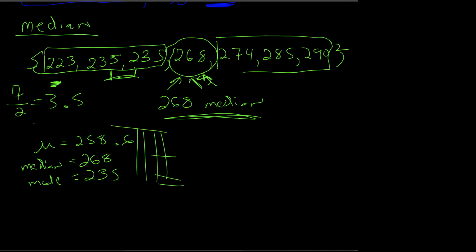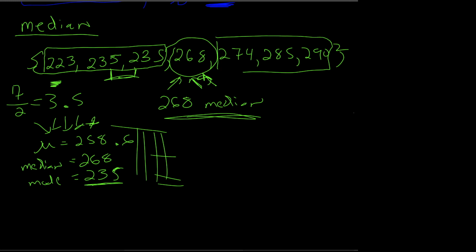It says that we can represent the entire set by 258.6. That's the mean. 50% of the people are below 268 and 50% are above. And the value that is repeated the most is 235. Now, if there is no value that's repeated the most, then that data set has no mode.